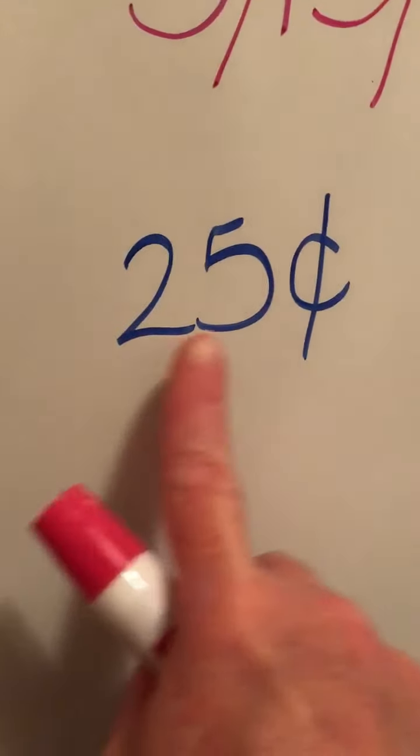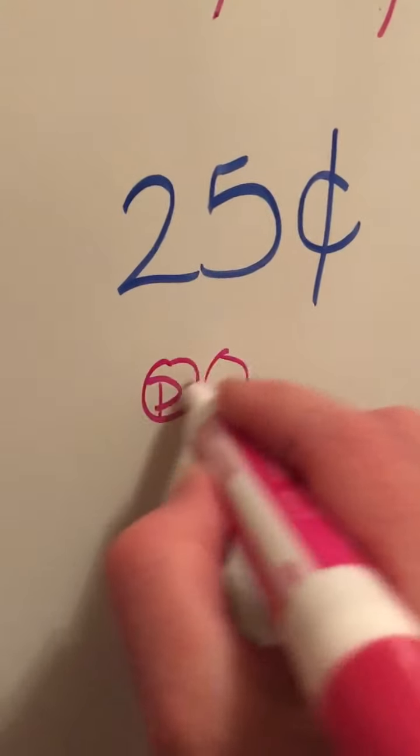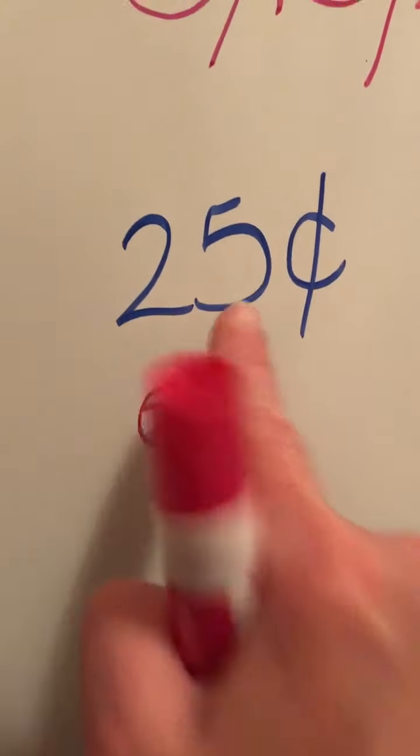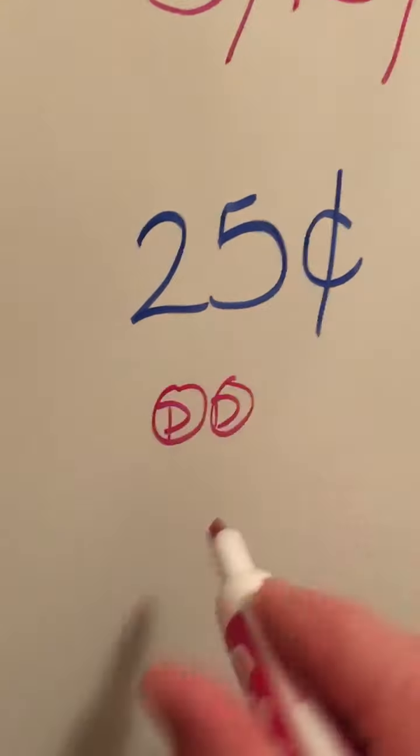How many dimes? How many pennies? 2 dimes. Great. And how many pennies? 5 pennies. That is a 5 in our ones place. All right. And then over here, how many dimes? 1. And how many pennies? 8.